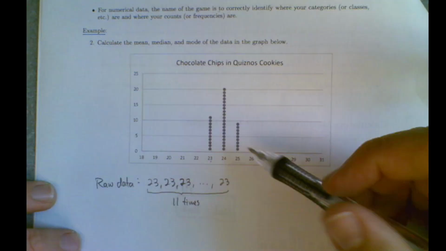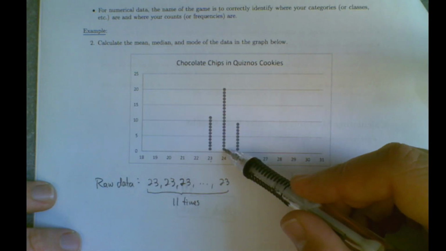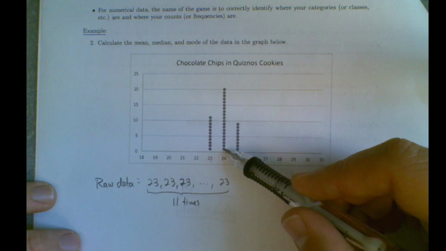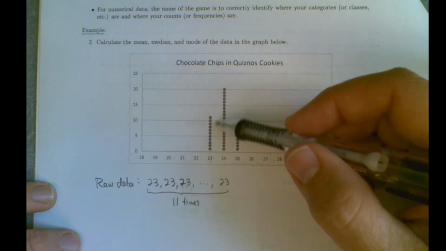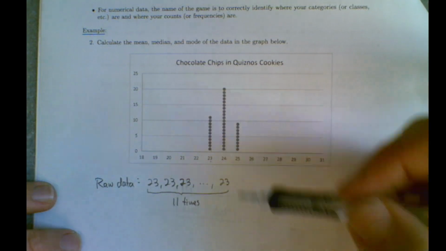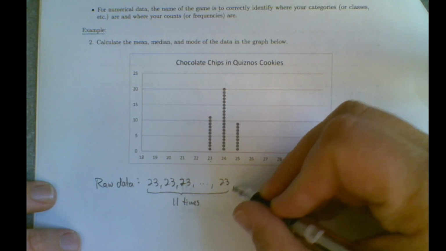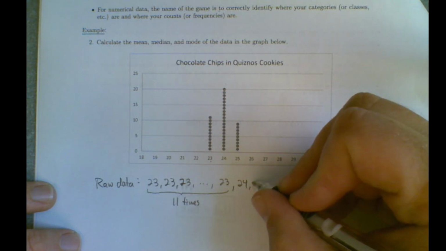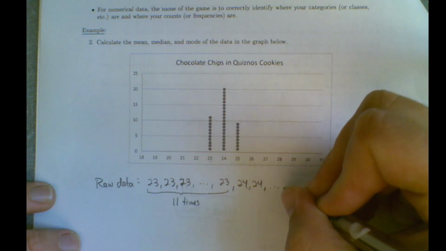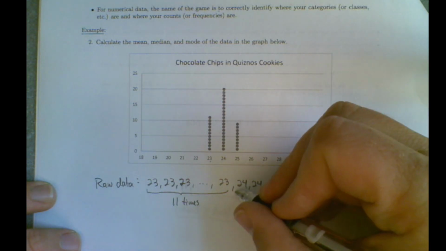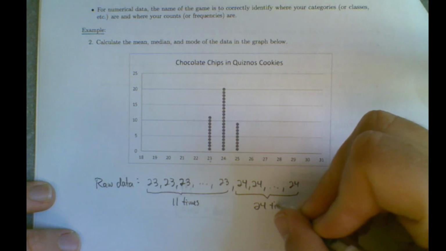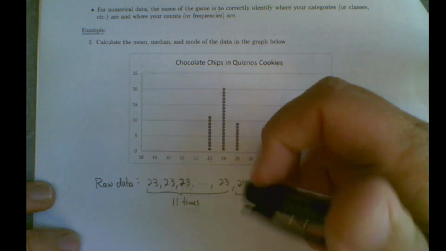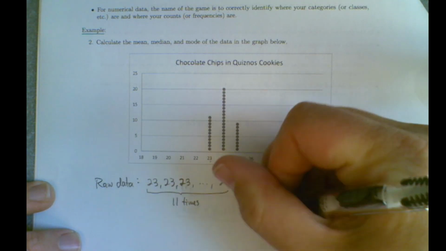And then after that, this cookie had 24 chocolate chips in it, right? And so did this one, and so did this one. And in total there were 20 cookies that had 24 chocolate chips in them. So that would be, if I'm adding this to my raw data set, 20 of these, 20 cookies with 24 chocolate chips.